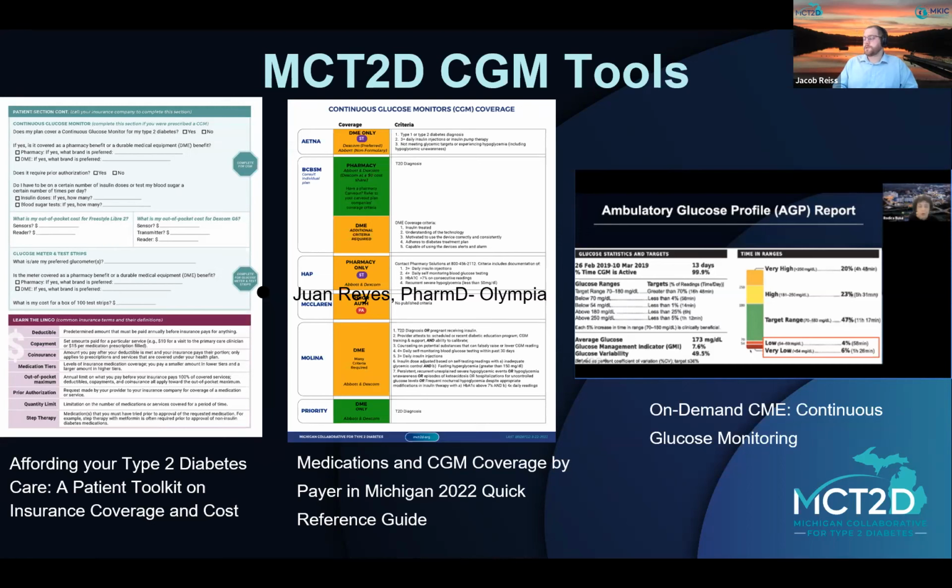It also includes the definitions of different insurance terms that patients may not always be familiar with. In the middle, apologies for that, we have the medication and CGM coverage by payer in Michigan. So this is a document that we update quarterly with the different coverage levels for the main payers in the state of Michigan for CGMs, and it includes a breakdown between pharmacy and the medical benefit or the DME side based on the different coverage levels. It includes the criteria, where there is some, and whether or not there's prior authorizations required. And like I say, that is updated quarterly.